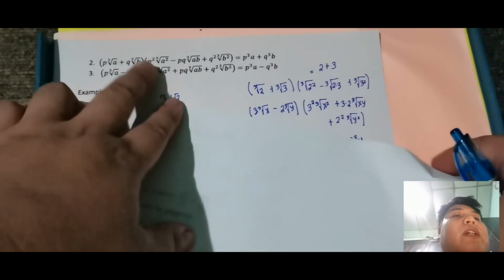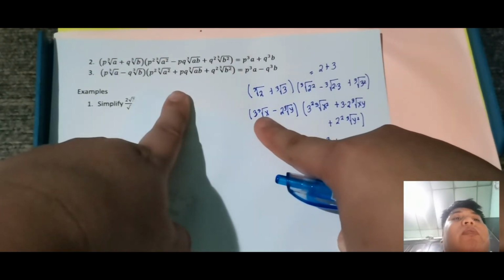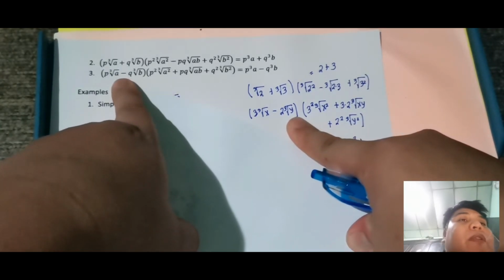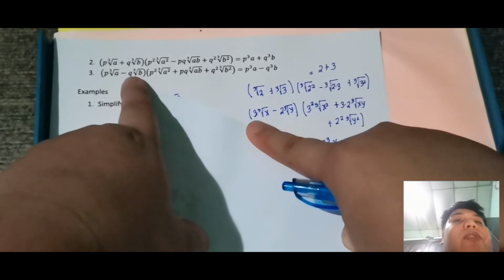Ngayon, pag meron ng P cube at Q cube, ito na yung example niyan. So, sorry talagang nag-eksakto kasi talaga. So, tulad niyan, 3 cube root of x minus 2 cube root of y. So, nangyari, minus na. Okay, so yun yung P. Ano yung P? Ang P is 3. Ang Q is 2.